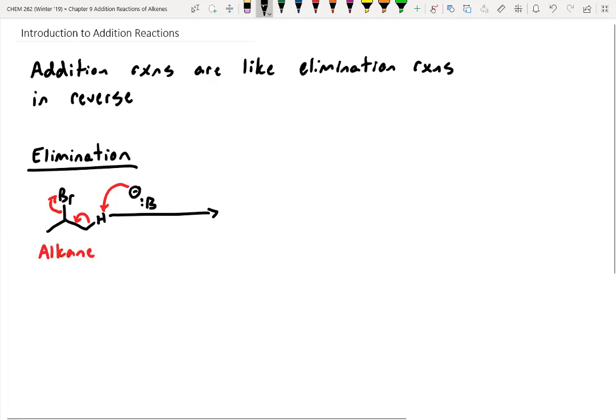So if this happens all in one step, would this be an E1 reaction or an E2 reaction? E2, exactly.